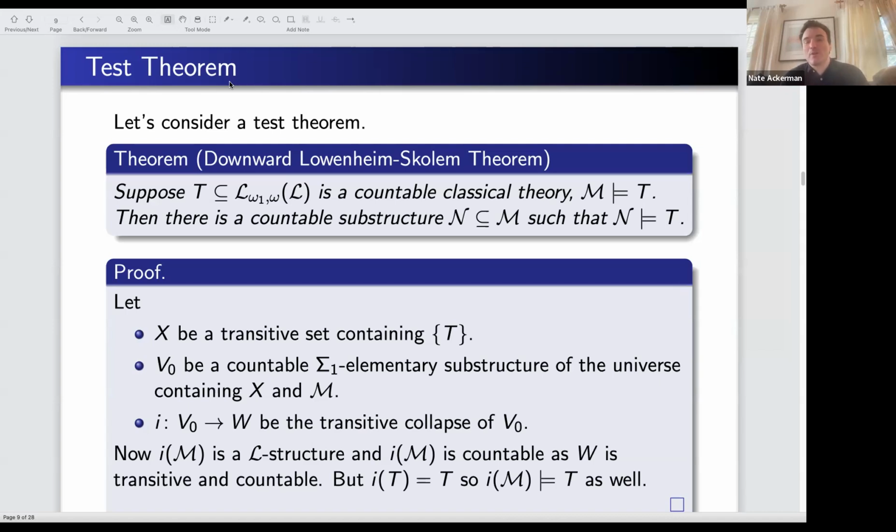And because it's a sigma-1 elementary substructure, every single thing you could more or less want to say is preserved. So the image of our model still satisfies the theory, because the theory is in this transitive set and the image of the model is in the transitive set. Therefore, because it's a sigma-1 elementary substructure, the image of the model must satisfy the theory.